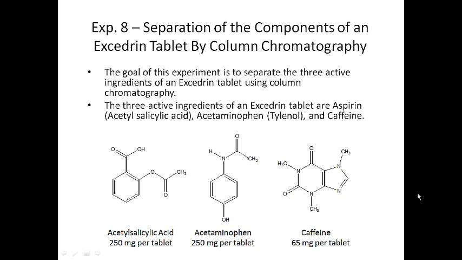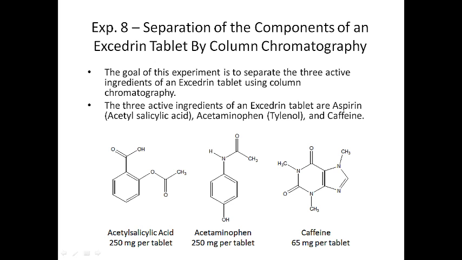This is the pre-lab lecture for Experiment 8. Now, Experiment 8 is sort of the companion experiment to number 7, which you did this past week. In Experiment 7, you used a series of extractions and recrystallizations to separate the three major components of an Excedrin tablet. And as you saw, while it looks great on the separation scheme, it may have been a little rough in lab.